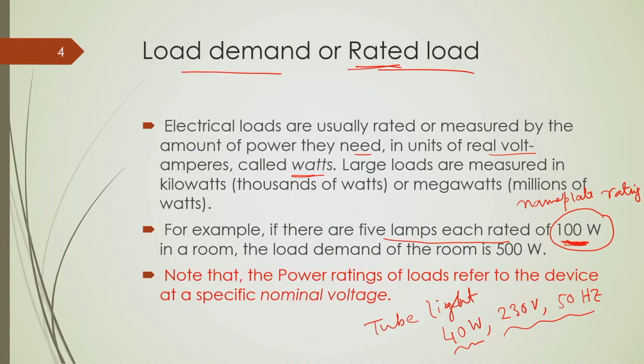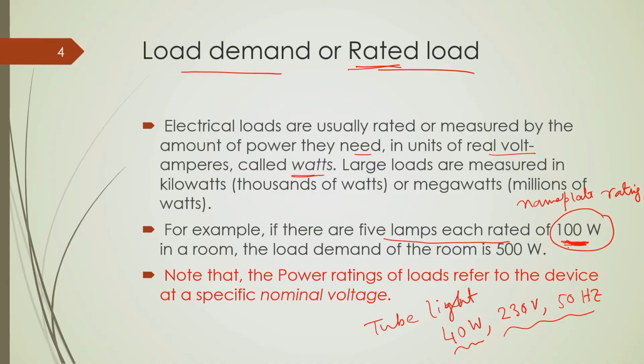Now, we have many appliances in a particular room, and many appliances for a residential customer. If we have, let us say, a 500 watt lamp in a particular room, then the total load demand of that room is 500 watt, at that particular instant of time, provided that all are working. I will come to that.